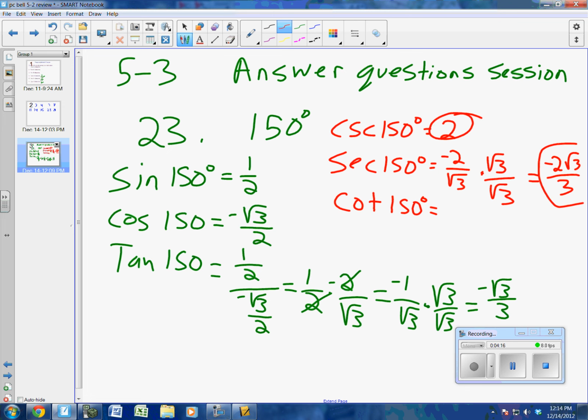Okay, and then the last one, cotangent of 150 degrees is a reciprocal of the tangent. By the way, I don't want to take the negative square root 3 over 3 because then I have to rationalize it. I can go back over here. Remember back over here where we had the answer right there? We just hadn't rationalized it yet.